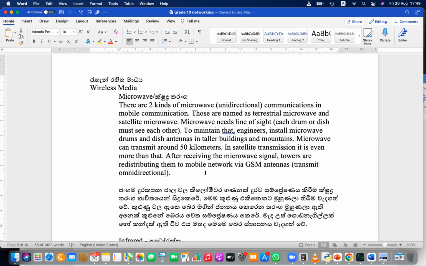So that will reflect. Some students think it is omnidirectional because of that. No, that is not omnidirectional. That is unidirectional. The only thing is it can reflect. White walls, mirrors, it can reflect. That is why you can feel it as omnidirectional, but infrared is normally unidirectional.